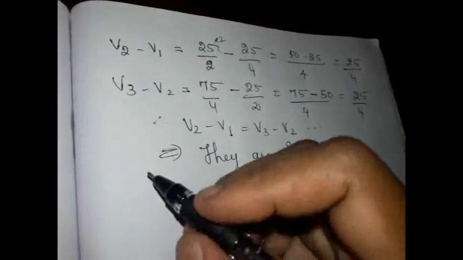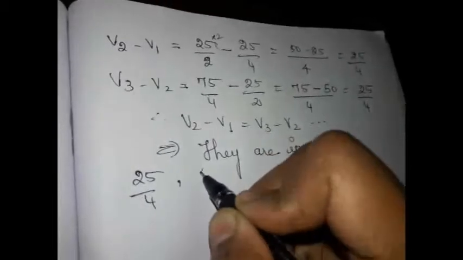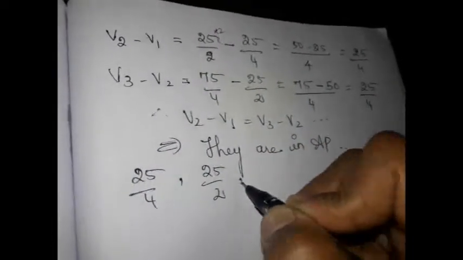So what is the sequence actually? 25 by 4, comma, 25 by 2, comma, then 75 by 4, etc. Right? Up to how many terms? Till 15 terms, because there are only 15 steps. So if we add all the volumes, instead of finding 15 volumes separately and then adding up, we are going with AP here so that we can directly substitute in the formula.